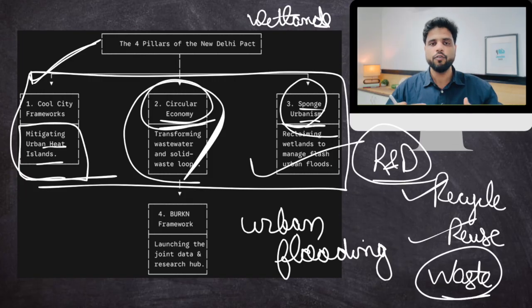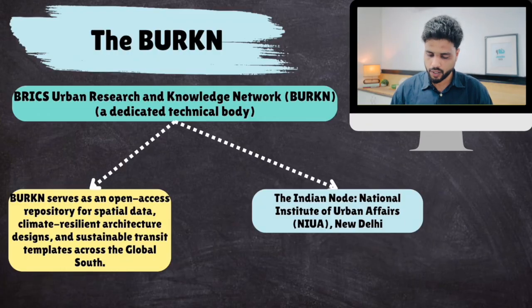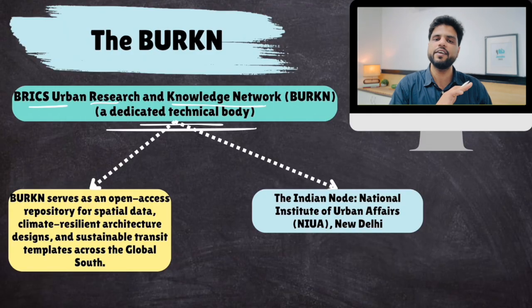So for mutual cooperation in research and development to solve these 3 challenges, BRICS countries have created a network of research institutions. This is known as Birkin Network. So what is Birkin Network? BRICS Urban Research and Knowledge Network. It is a dedicated technical body which will give solutions for urban management.